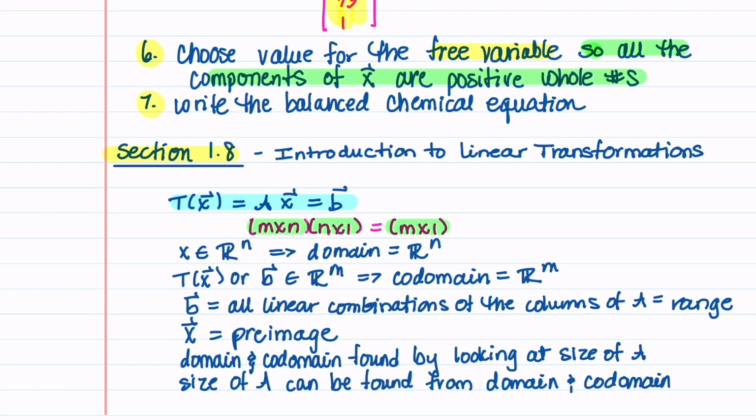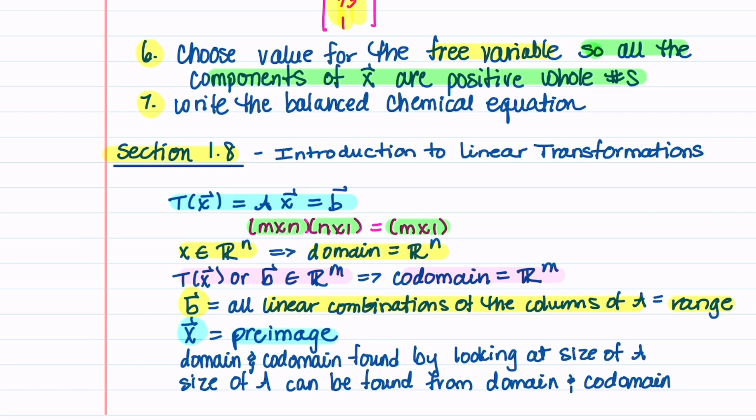Our x is an element of Rn, and their domain is Rn. Our T of x, or B, is an element of Rm, and our codomain is equal to Rm. We can think of B, our right-hand side, as all linear combinations of the columns of A, and that's also called the range. X is called our preimage.